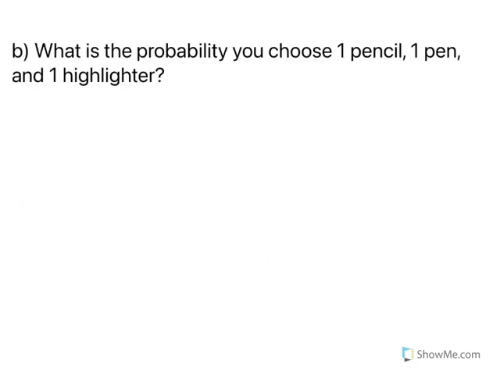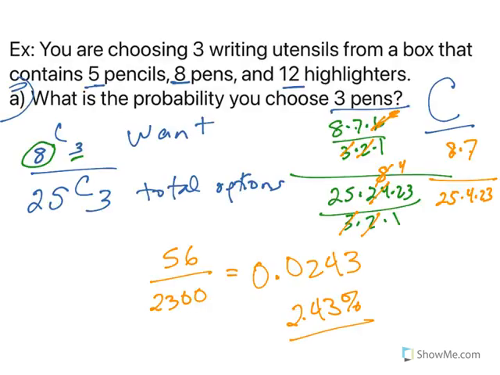All right, let's do another one. We're using the same 25 items. What is the probability you choose 1 pen, 1 pencil, and a highlighter? Doesn't matter what order, just these 3. So again, our denominator is 25C3, which we know is 2300. That was what it was back here.